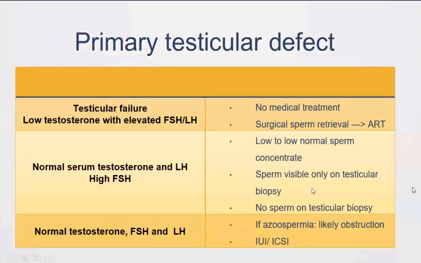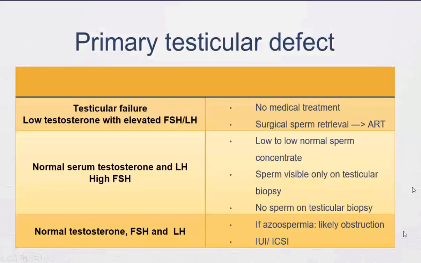And in cases where you have normal testosterone, FSH, and LH, this is what we see in the majority of patients. If there is a case of azoospermia, this is likely a cause of obstruction. So we need to put the patient for surgical sperm retrieval followed by ICSI, and you can still do IUI and ICSI.